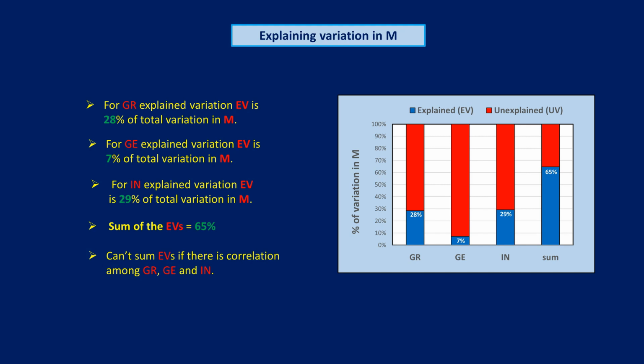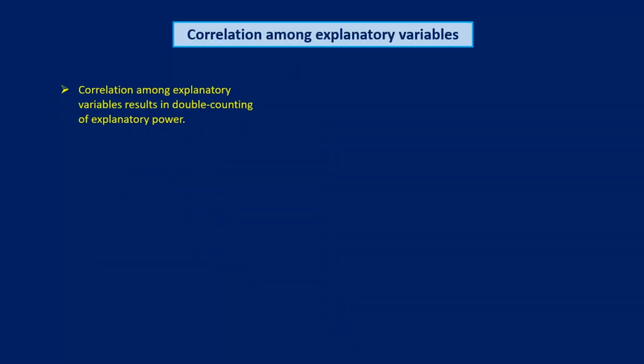But I then said that if there's any correlation among the explanatory variables, we can't conclude that together they explain 65% of the variation in m, because correlation among explanatory variables results in double counting of their combined explanatory power. Part of the variation in m that is explained by one variable is also explained by a correlated variable.